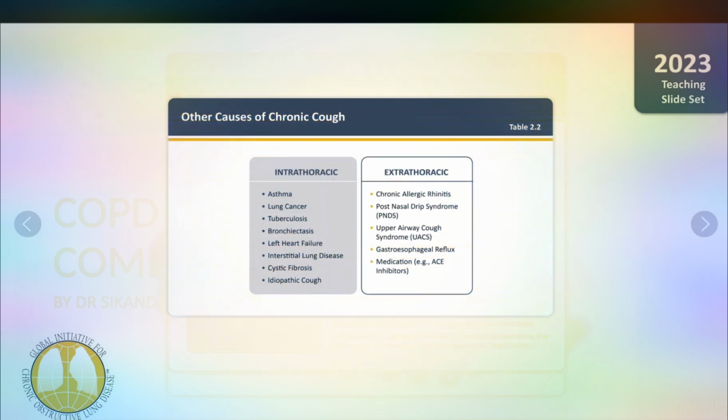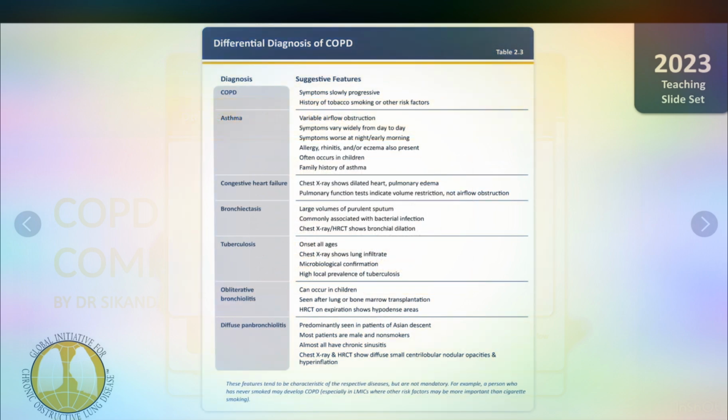Then they are telling what are the other causes of chronic cough. Either an intrathoracic cause or an extrathoracic cause could be there. So what are the intrathoracic causes? They are telling asthma, lung cancer, tuberculosis, bronchiectasis, left heart failure, interstitial lung disease, cystic fibrosis, and idiopathic cough. These are the intrathoracic causes. And what are the extrathoracic causes? They are telling chronic allergic rhinitis, post-nasal drip syndrome, PNDS, UACS, upper airway cough syndrome, GERD, and medications like ACE inhibitors.